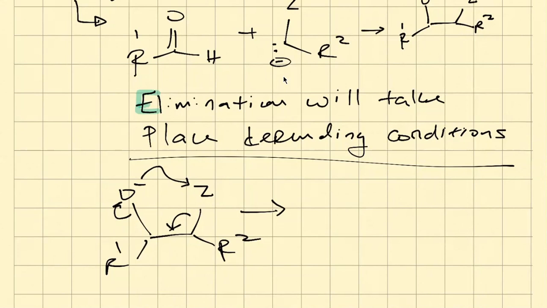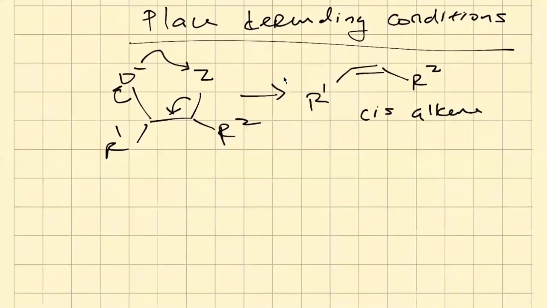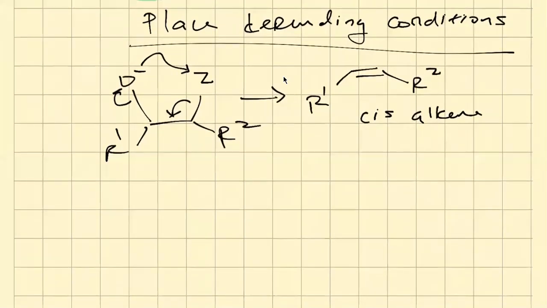So in this case, if this eliminates like so, and I'm going to explain using a Fisher projection, I'll explain why this is important. But if this is the case, this is going to give me a cis alkene, because R1 and R2 are on the same side. If we think about this in terms of the transition state, and we think about it in terms of a Newman projection, I said Fisher earlier, I'm sorry.